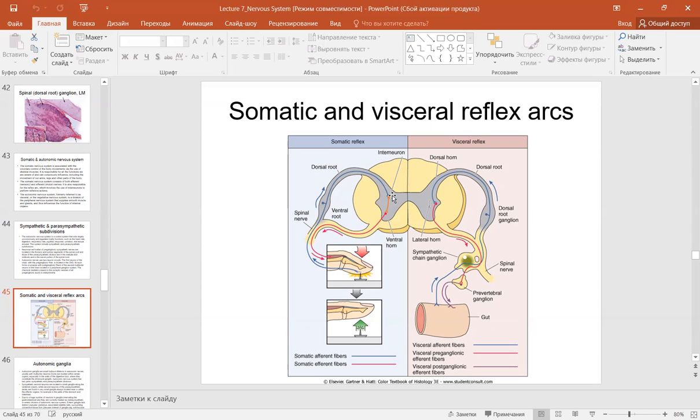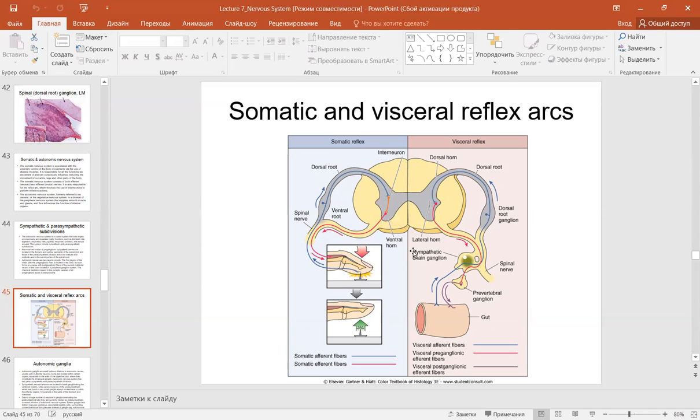Here it's forming the synaptic junction with the interneuron, and then the effector motor neuron is sending the impulse to the target organ, for example, in the skeletal muscle fibers, in order to remove the fingertip from the source of pain. It's shown here.